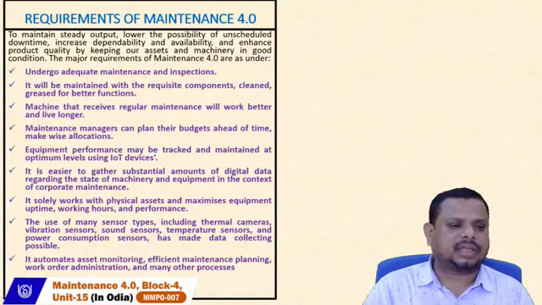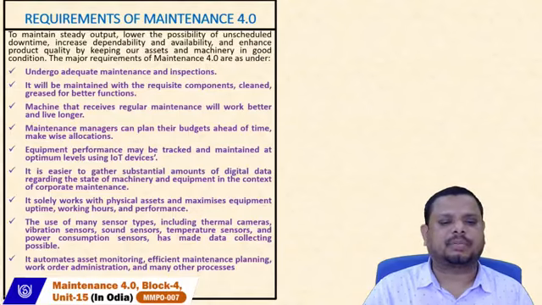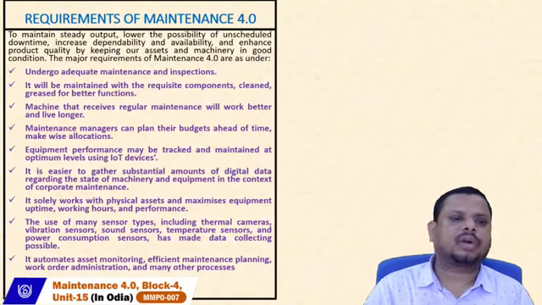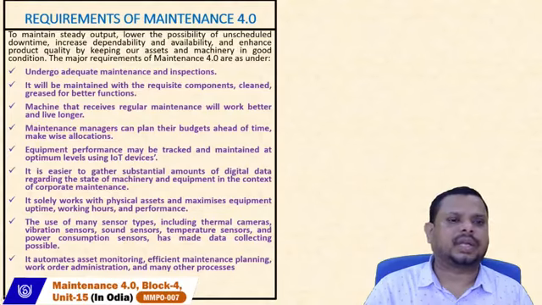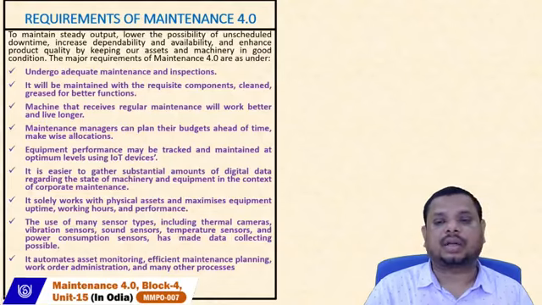The next important part is that it solely works with physical assets, to maximize the equipment uptime, working hours, and performance. So whenever you think about maintenance management, it automatically reduces the unscheduled downtime, increases the dependability and availability, and this point directly focuses upon physical assets and maximizes equipment's uptime, work hours, and the performance of the machines and equipment under maintenance 4.0.